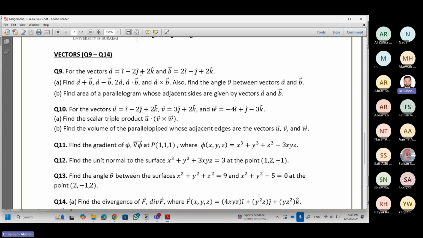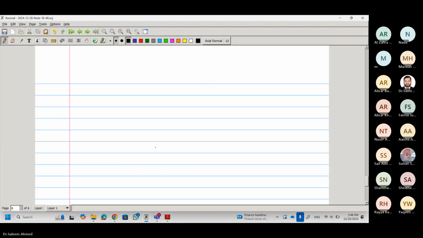Do you want to see anything from here? Vectors were not difficult. Yes, Mr. What exactly? If A and B are given, just give us a general revision, please. Thank you.